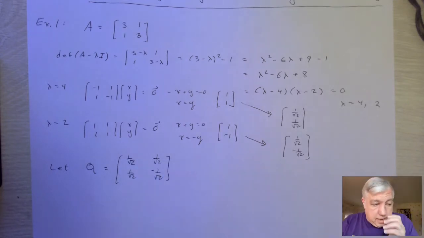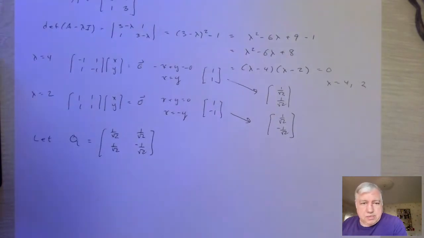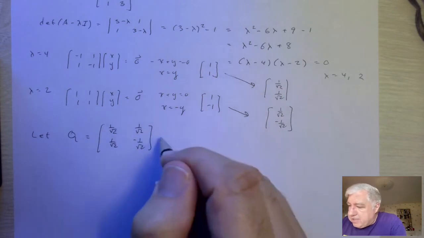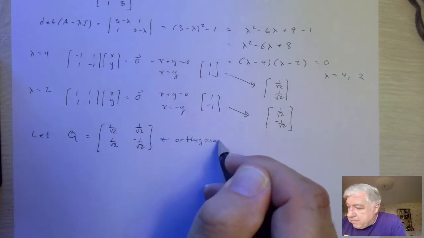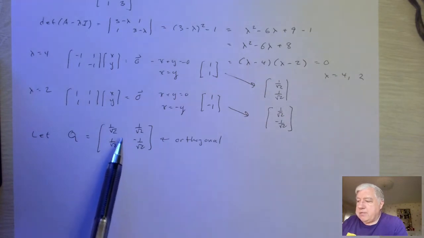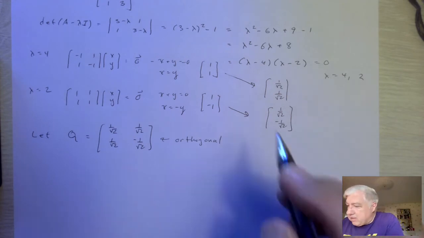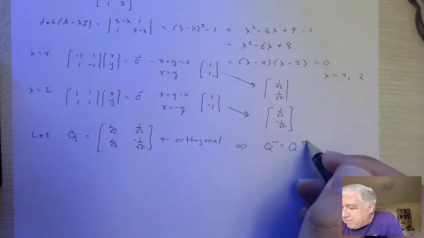And you might wonder, why do we do this, because the numbers look a little uglier than they would have been. Well, we can see this is an orthogonal matrix, because these two columns now form an orthonormal set. So this is automatically orthogonal, and this means that Q inverse is equal to Q transpose.